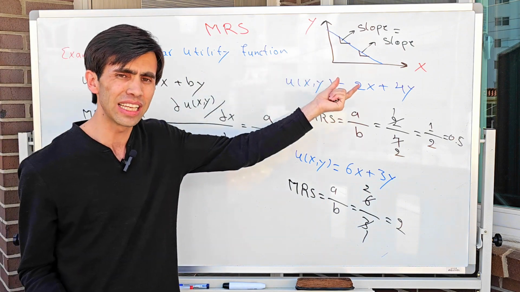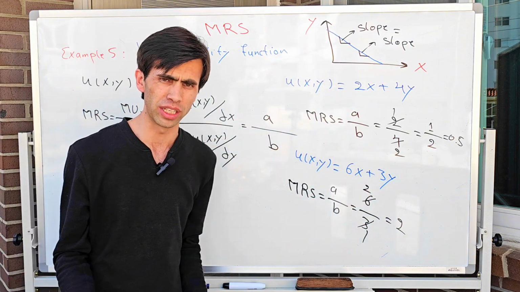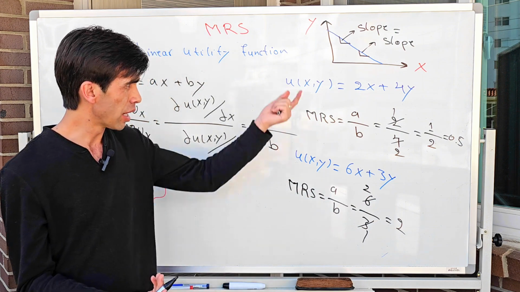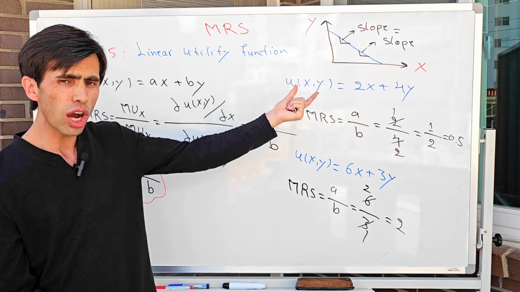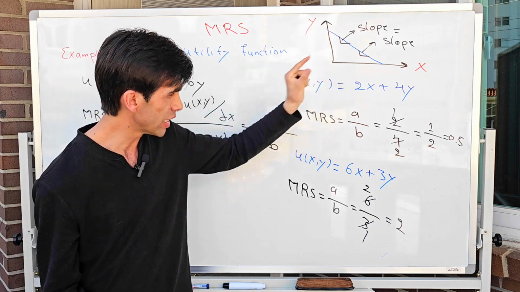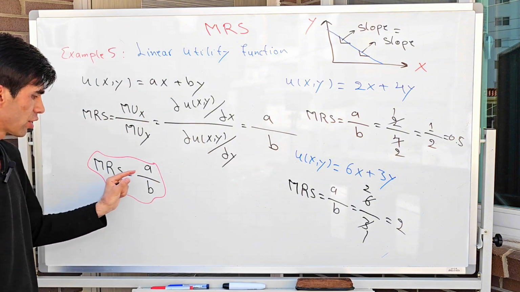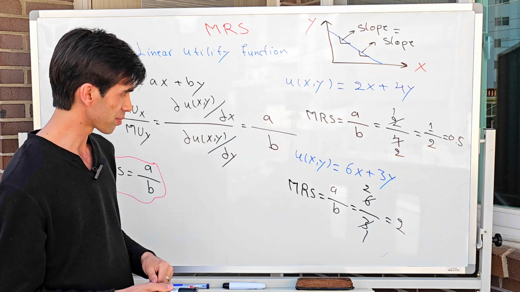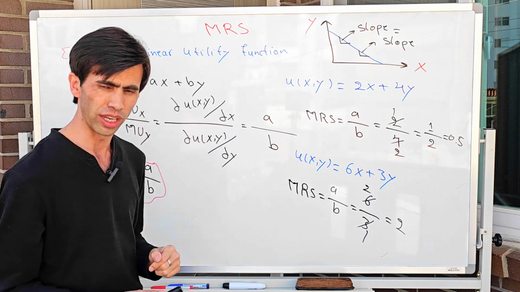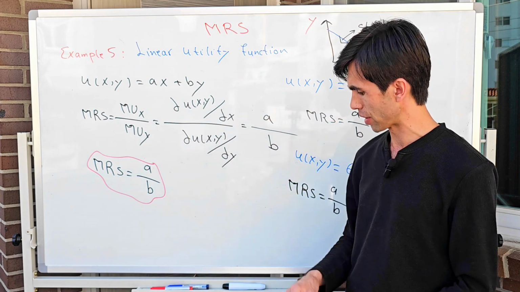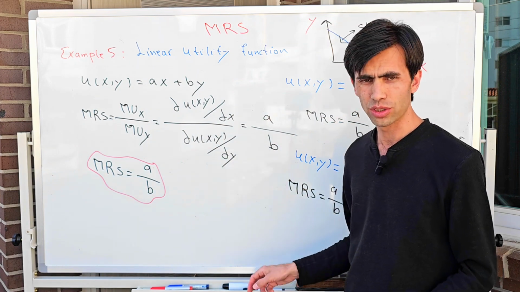It's not non-linear. If it's non-linear, the case will be different, as we have for the case of Cobb-Douglas and CES utility function. But here, because the slope is equal at every point of this indifference curve, the marginal rate of substitution should be a constant number, which comes from the ratio of the coefficients of x and y. So this is as simple as it is for finding the marginal rate of substitution for a linear utility function.